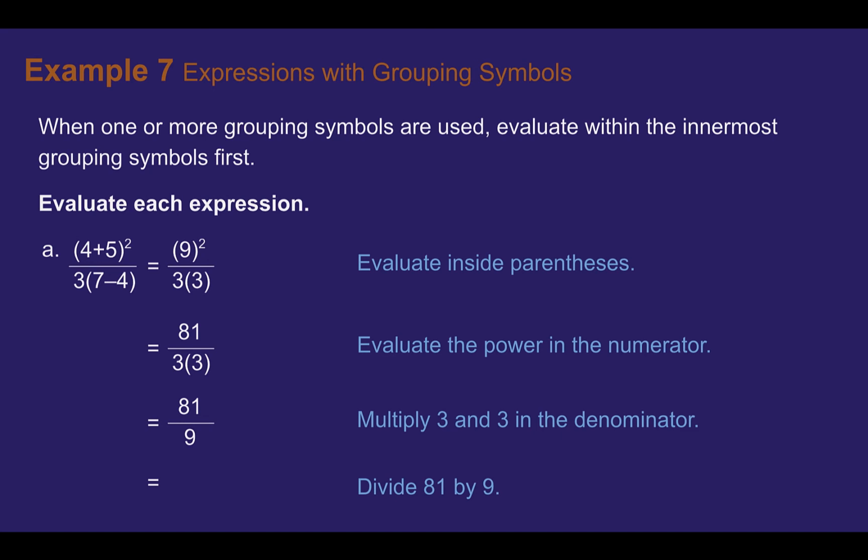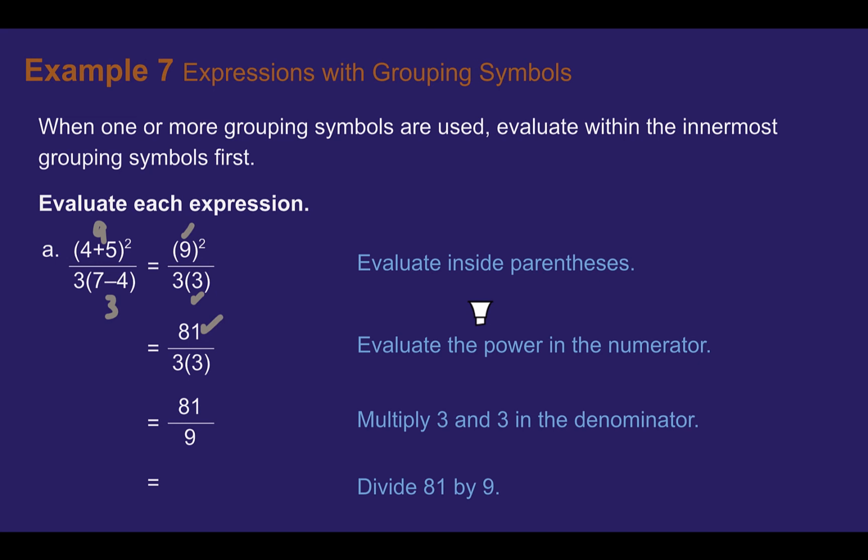So first we're going to evaluate what's inside parentheses. So 4 plus 5 is 9, 7 minus 4 is 3, which is what they got there and there. Next, we're going to evaluate the numerator. So 9 to the second power, 9 times 9, is 81. The next step is going to be multiplication and division.